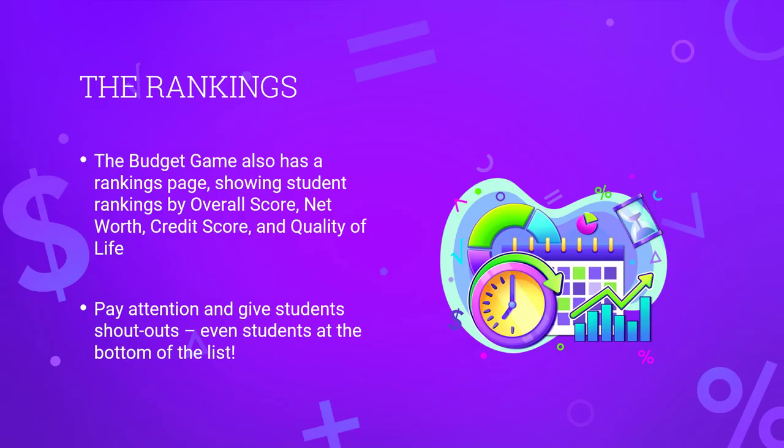And give some emphasis to the rankings. Talk to your students about who's at the top of the rankings and the bottom of the rankings of every list. This is a really good launching point for your class discussion of who's doing well, who's doing poorly, and what we can do to get everybody on the same page.